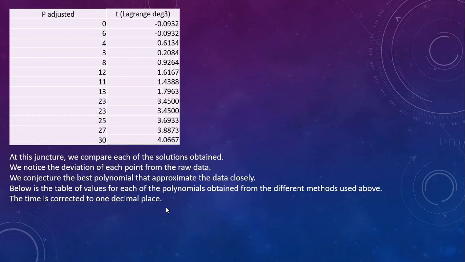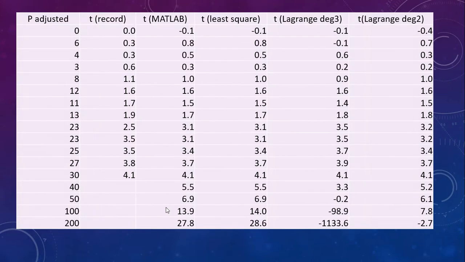So now, at this junction, we compare each of our solutions, and we notice the deviation of each point from the raw data. We conjecture the best polynomial that approximates the data closely. Below is a table of values for each of the polynomials obtained from the different methods used above. The time is corrected to one decimal place. So, this is the population we adjusted. This is the raw recorded time.